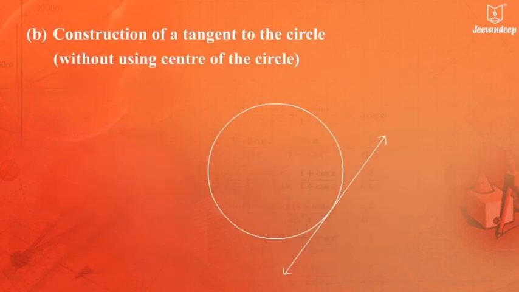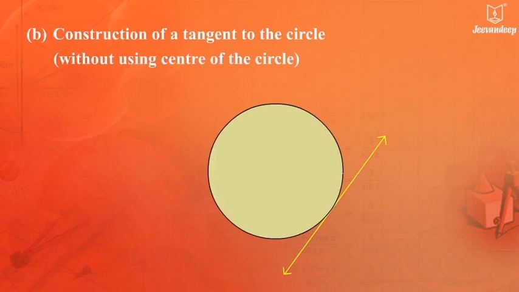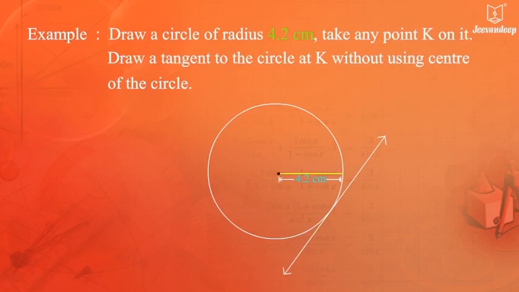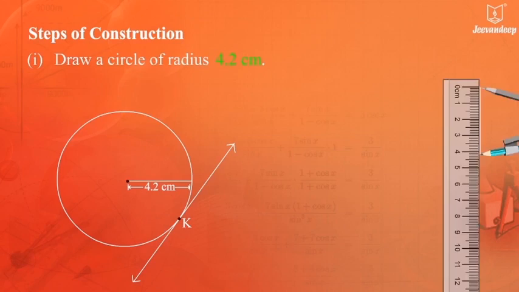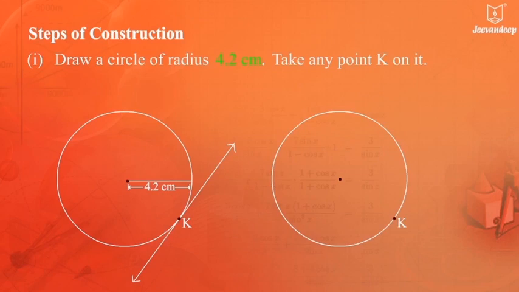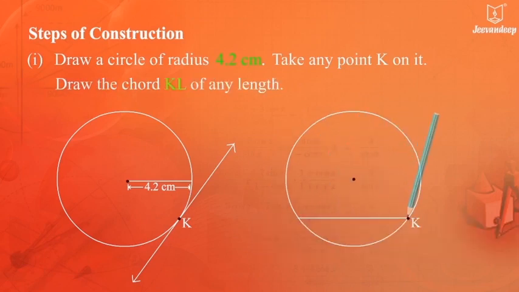B. Construction of a tangent to the circle without using the center of the circle. Example. Draw a circle of radius 4.2 centimeters. Take any point K on it. Draw a tangent to the circle at K without using the center of the circle. Steps of construction. 1. Draw a circle of radius 4.2 centimeters. Take any point K on it. Draw the chord KL of any length.